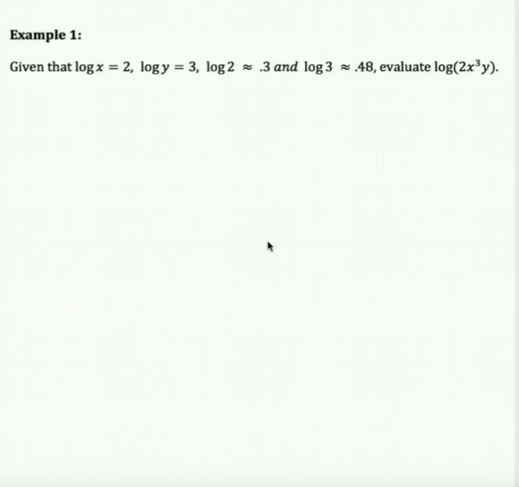Example 1. Given that log of x is equal to 2, log of y is equal to 3, and that log of 2 is approximately 0.3, and log of 3 is approximately 0.48, evaluate log of 2 times x cubed times y. Now, what we're looking at here is we have to break this apart. We only know the values of log of x, log of y, log of 2, and log of 3. So we need to break this apart in order to get down to just those values.